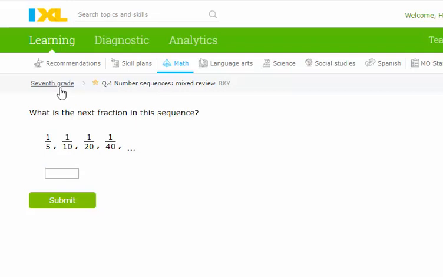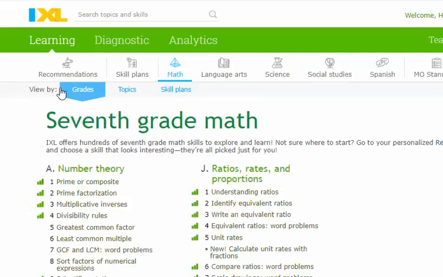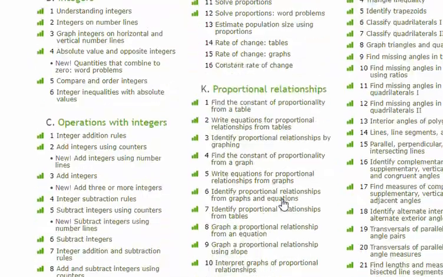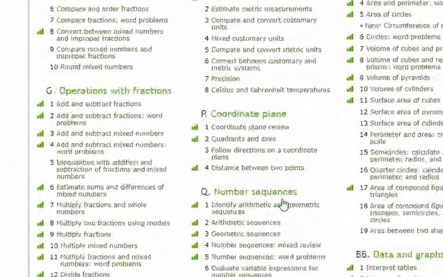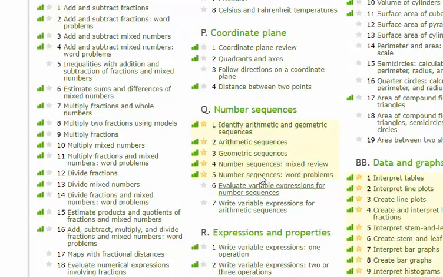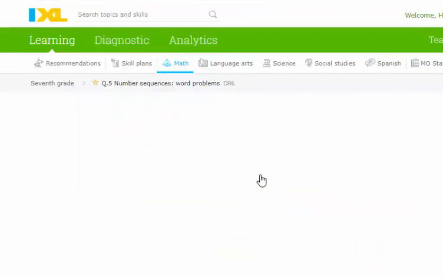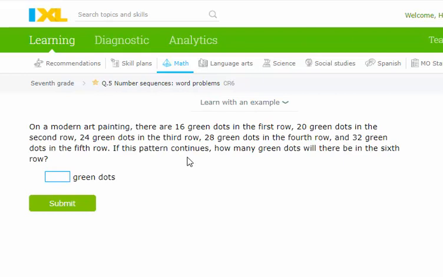Let's look at Q5 really quick too. I think in Q5 you're doing arithmetic and geometric sequences again, but they're going to ask you some word problems. So you're going to use what you know about the sequences to solve the word problem.